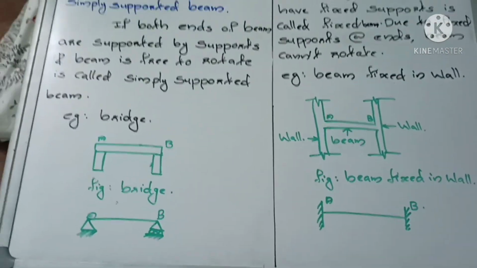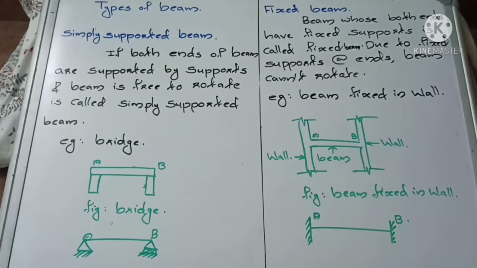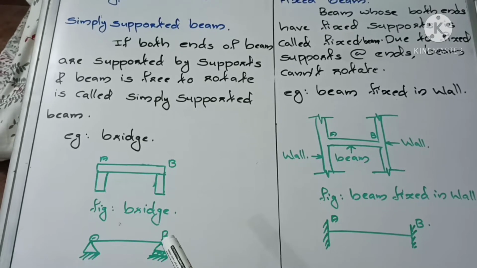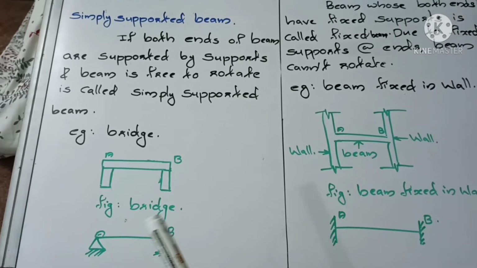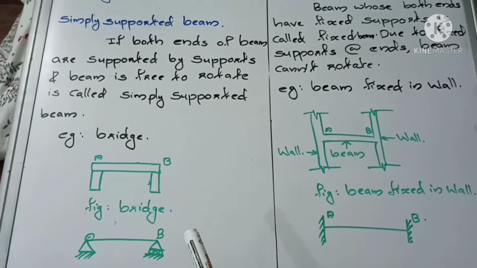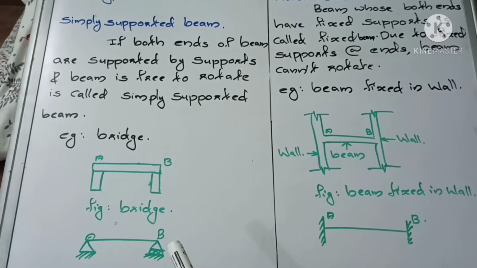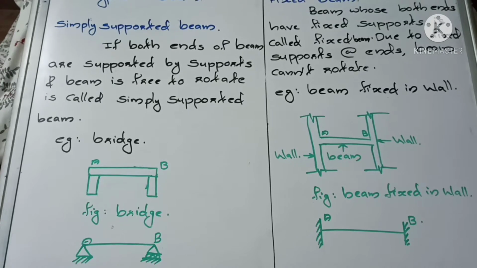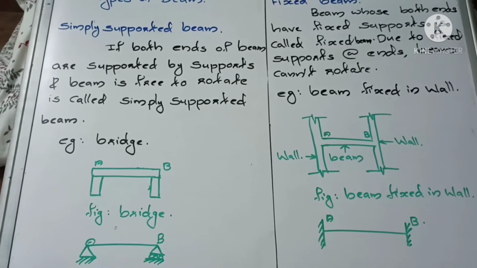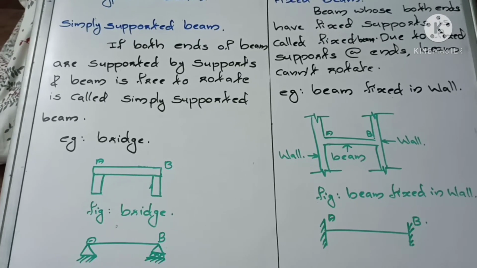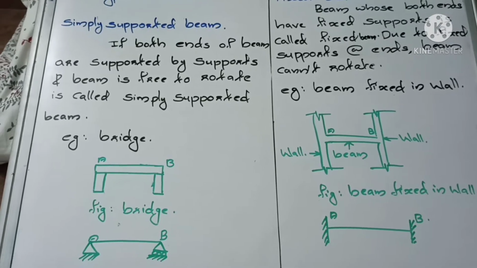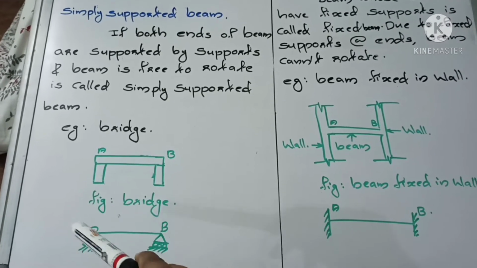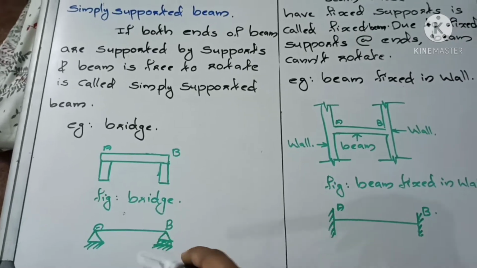What is the difference between a simply supported beam and fixed beam? Here, for a simply supported beam, the supports are either hinge support or roller support. So, we know that both hinge support and roller support allows rotational movement of beam. So, beam can rotate in this case. That is, beam AB can rotate in this case.